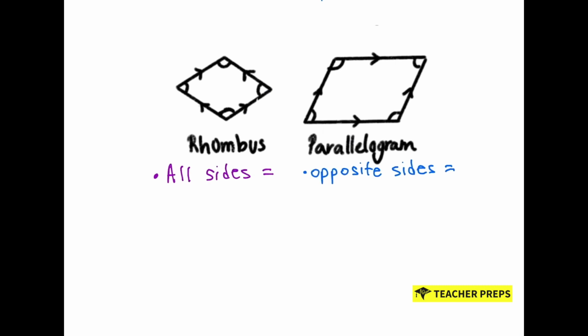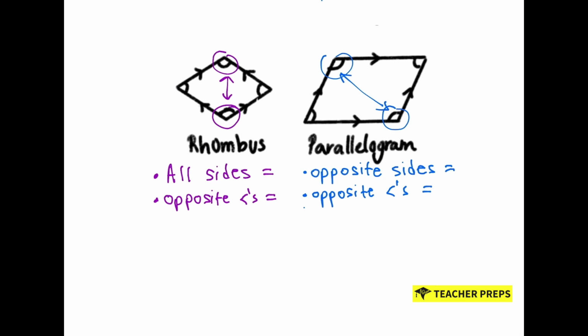Now, neither one of them has right angles like the square and the rectangle, but the opposite angles are equal. That's also true on the parallelogram. The opposite angles equal each other. The final rule is that opposite sides are parallel. A rhombus fits the definition of a parallelogram, but a parallelogram does not fit the definition of a rhombus. To me, it almost looks like the parallelogram is a stretched out version of a rhombus.